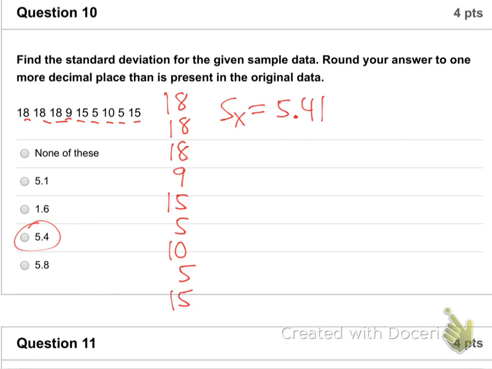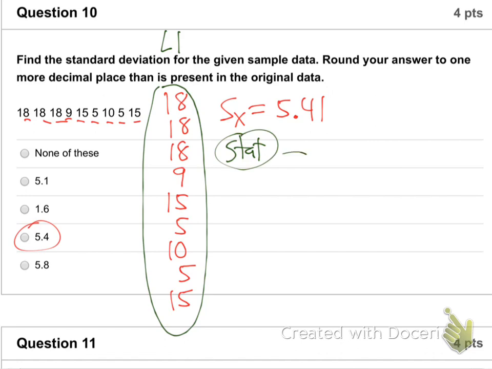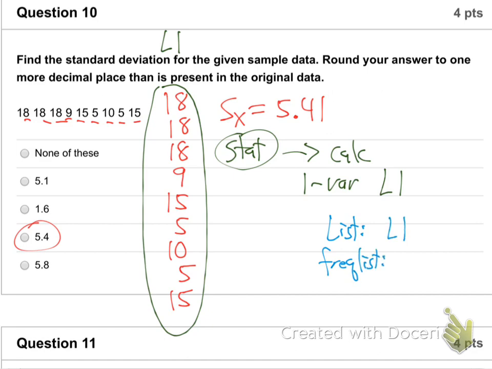There's two different ways, and I don't want you to get confused between those two ways. So let me write this out really clearly. Notice this is only one list, just L1. We're not also using L2. So when you go to the final step to get the answers, you go stat, calc, one var, and you're just going to use L1. Or if you have the fancier kind that says list and frequency list, just hit enter. You would put L1 here and nothing here. You don't want L2 in there.